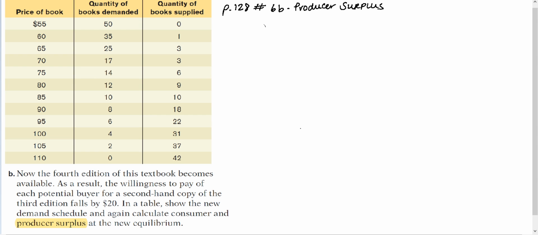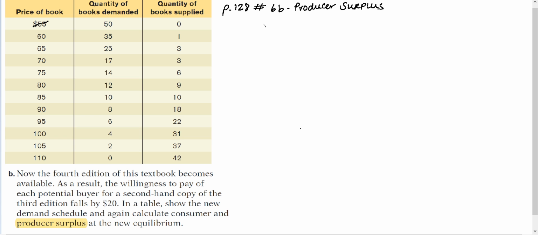In this video, I am doing Krugman and Wells, page 128, 6b, and I will focus specifically on producer surplus. So in this problem, they tell us that the willingness to pay for each buyer drops by $20 when a new edition is released. This requires us to redo our demand and supply schedule. So first of all, I'm going to indicate the drop in the price of the book by $20.